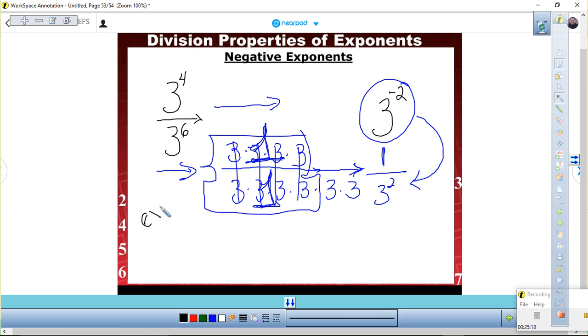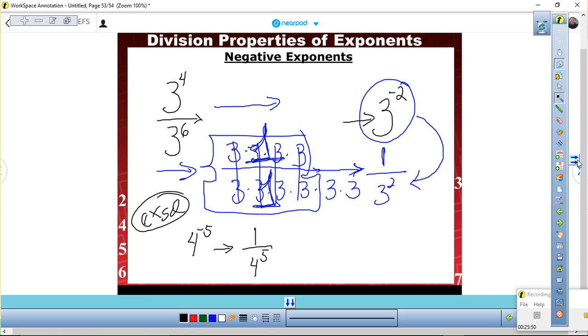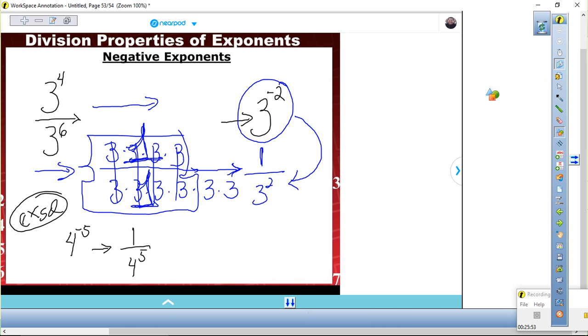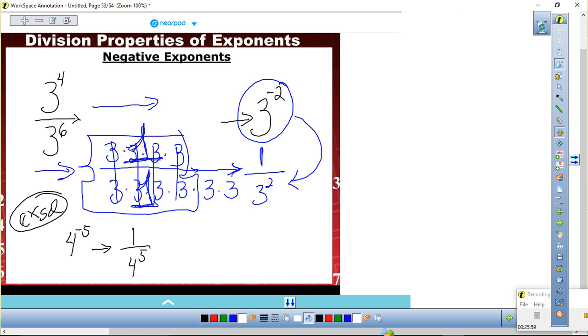So example, super Q. If I was to give you 4 to the negative 5th power, if I gave you over here 3 to the negative 2, it became 1 over 3 to the positive 2, right? Therefore, this becomes what? 1 over 4 to the 5th power. Piece of cake? All right, now let me push your noodle a little bit. Yes? For right now, you can leave it like that. I just want to get to the negatives.